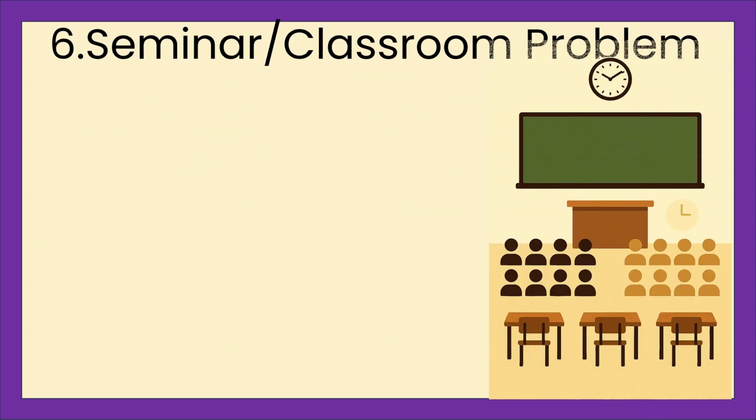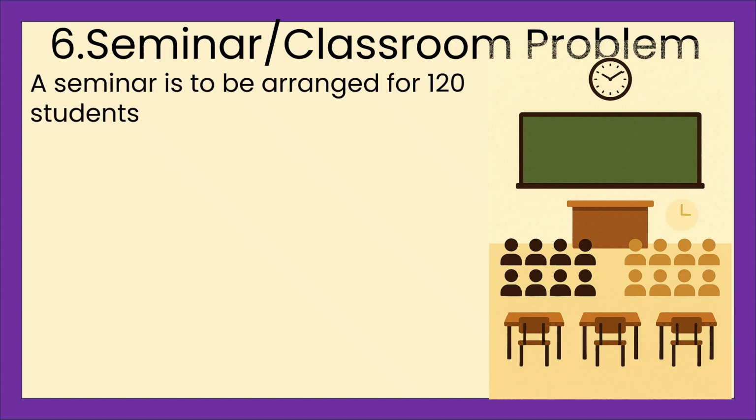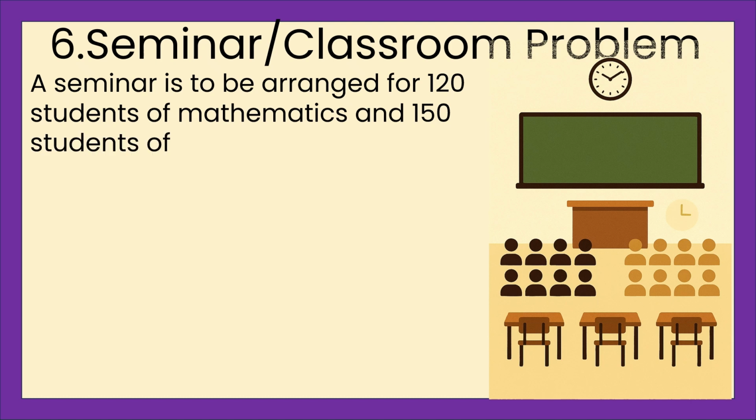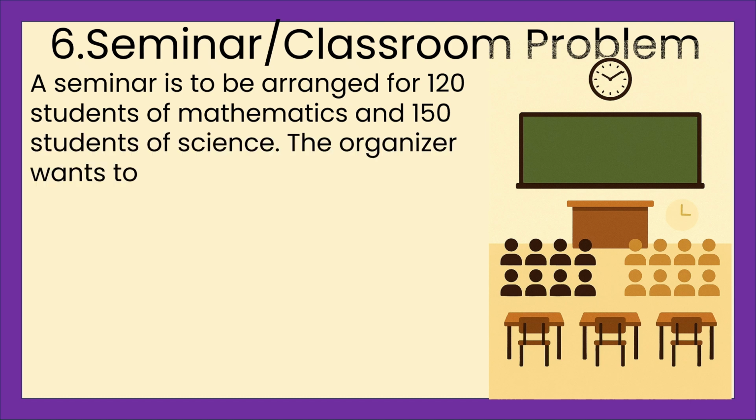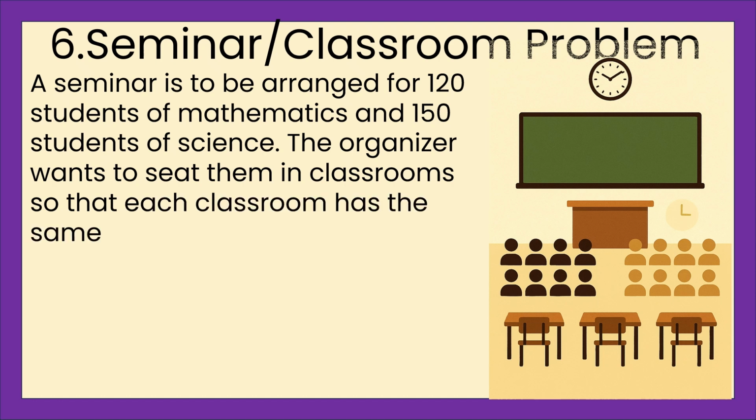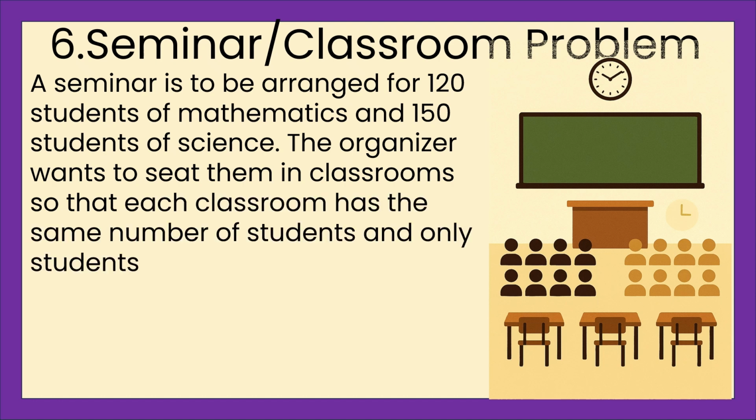Here is a bonus question with a visual. A seminar is to be arranged for 120 mathematics students and 150 science students. The organizer wants each classroom to have the same number of students with only one subject per room. Solve it and write your answer in the comments.